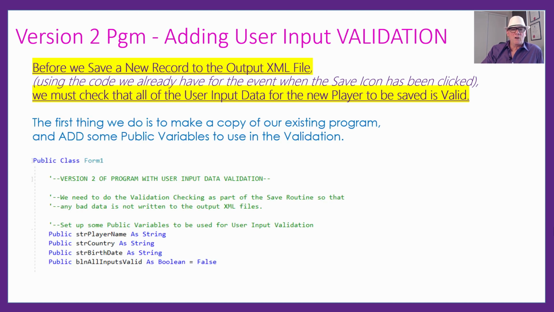So the first thing we do is make a copy of the existing program. We'll leave version 1 there as it is. On its top level folder, you can Control-C, Control-V and make another folder, and this is going to be the version 2 one.